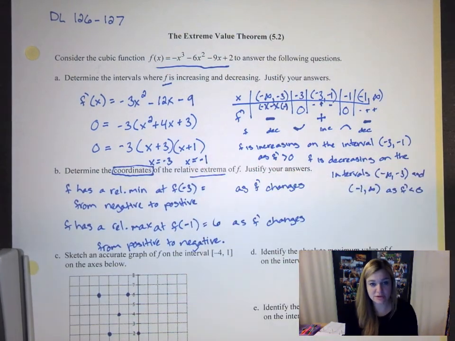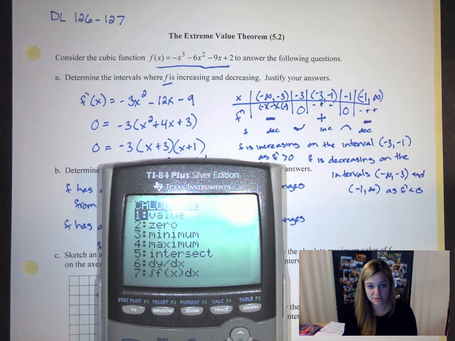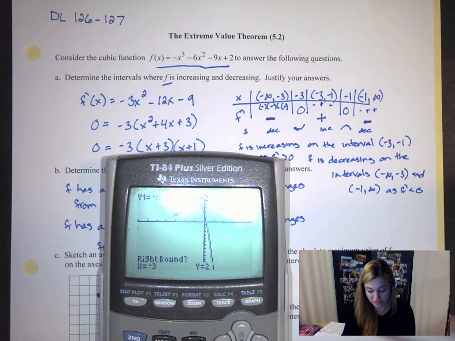So that was down here. Do the same thing. So second, calculate. I'm going to go down to 0 at negative 3. Push enter, and I can see y is 2. So I'm looking down here.